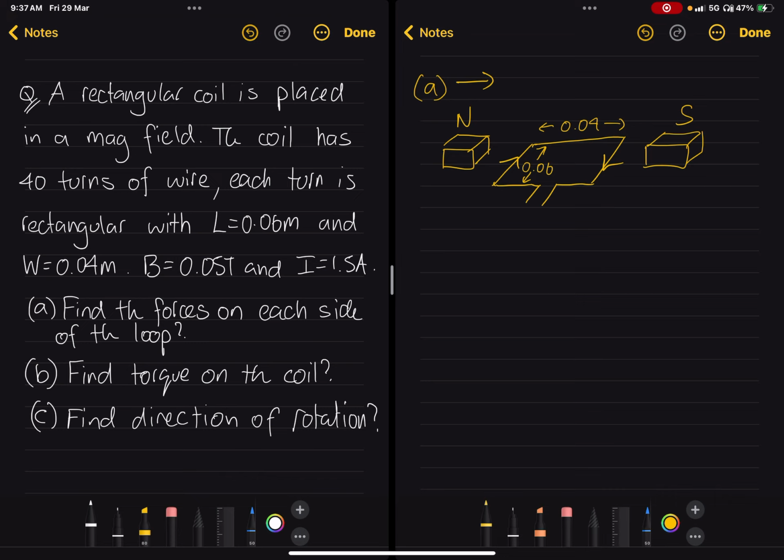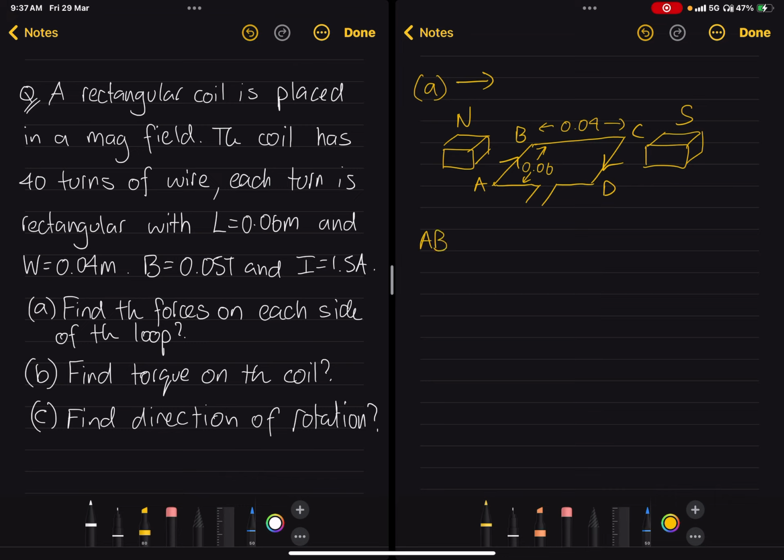So find forces on all sides of the loop. Well, if we think about this, the magnetic field affects all of the wires contained within the field, but it only affects two of them with any net force. It affects the wire on this side, which we might call AB, and the wire on this side, which we might call CD. So we've got AB and we've got CD. They will have forces on them. So first we're going to think about AB.